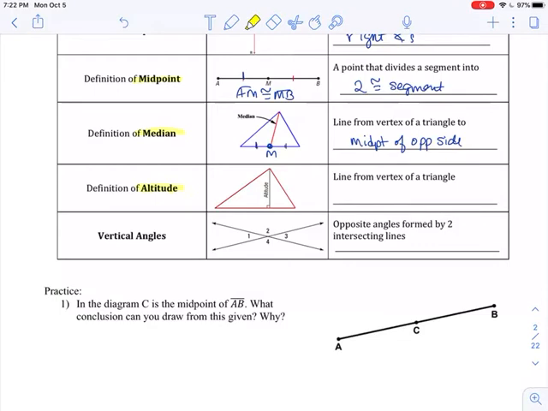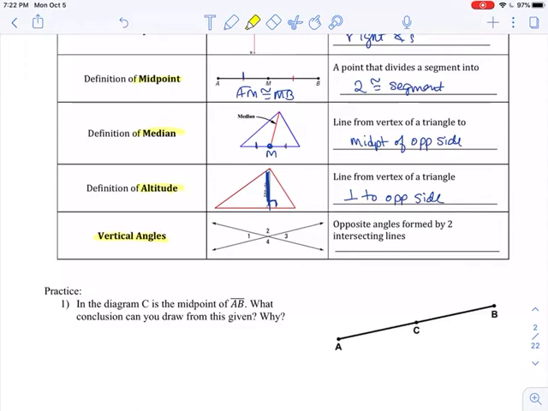An altitude is another one that you should be familiar with, but does not come up as often in proofs. An altitude is a line from the vertex of a triangle perpendicular to the opposite side. And I use that symbol, that upside down T, to symbolize perpendicular. So if this line is the altitude, it's perpendicular, and therefore it's forming right angles.